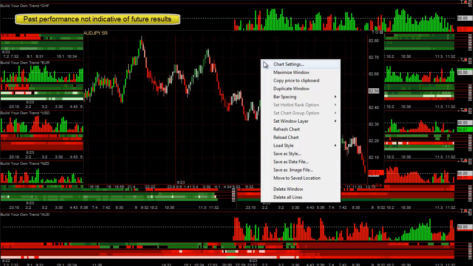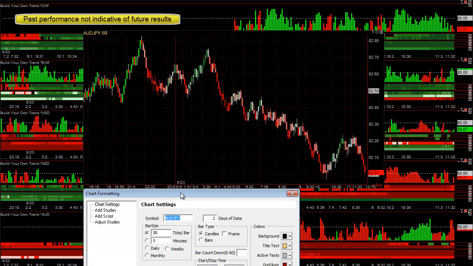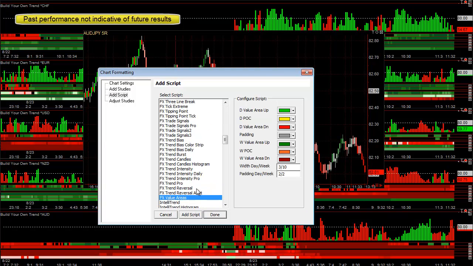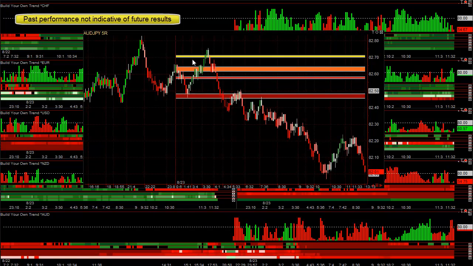Another way of trading is using our new FX daily and weekly value areas. These will show you where most traders have positions for the previous day and the previous week. Underneath the yellow line, this is where traders have the most positions yesterday in the Australian yen. You're looking for sells. Above that area, you're looking for buys. This is the previous week's value area. This is where most traders have positions for the last entire week.